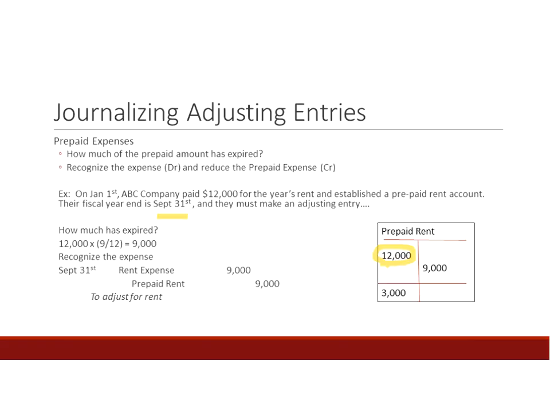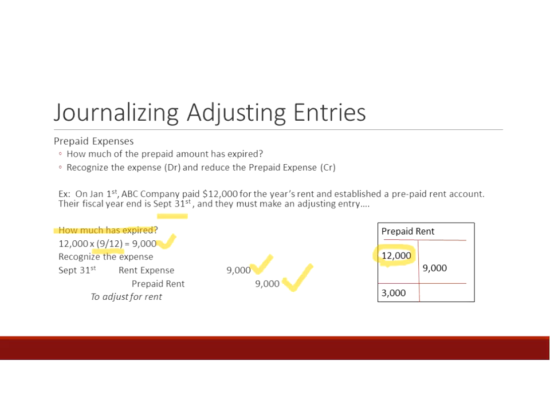We need to recognize the expense. So first question we ask, how much has expired? We started off with a cost of $12,000. 9 months out of 12 have expired, and so we've used up $9,000 of rent. So we need to now recognize the expense. So on September 31st, we're going to recognize the expense via a debit to rent expense, and we're going to reduce our prepaid rent, so reduce our asset by $9,000 with a credit.